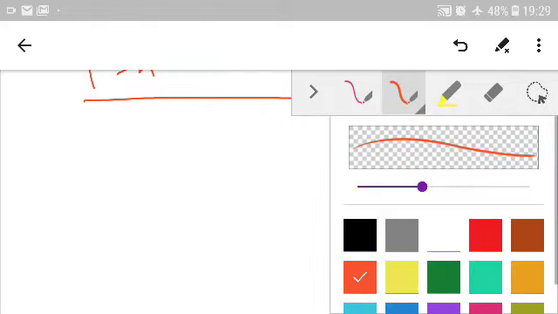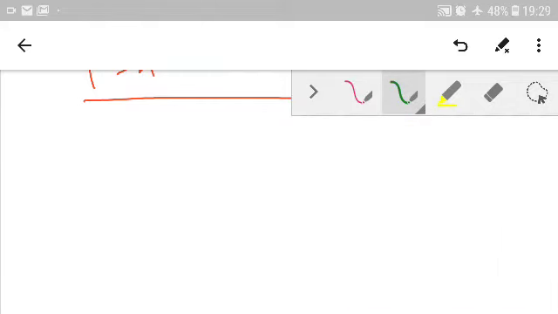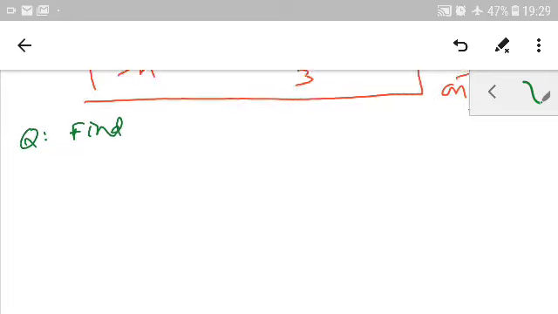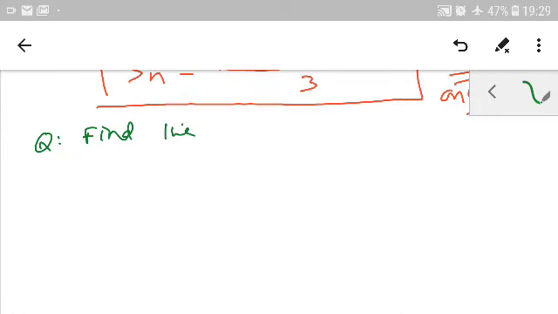Okay, so the question goes like this: find the sum up to n terms. I repeat, I have to solve, find the sum up to n terms.